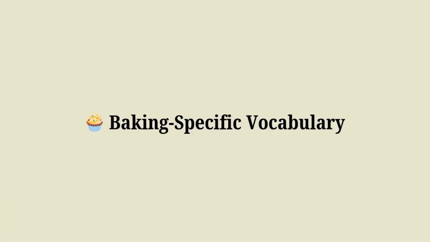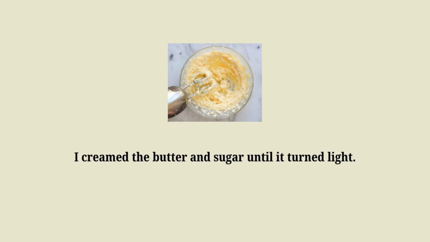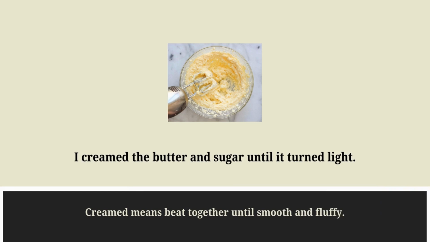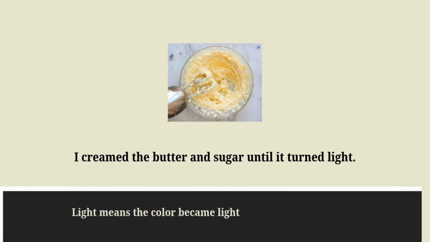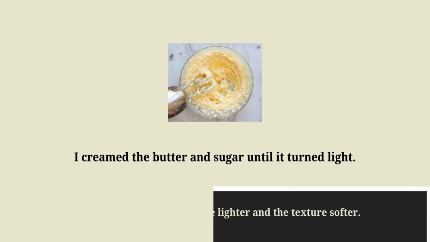Baking specific vocabulary. I creamed the butter and sugar until it turned light. Creamed means beat together until smooth and fluffy. And light means the color became lighter and the texture softer.